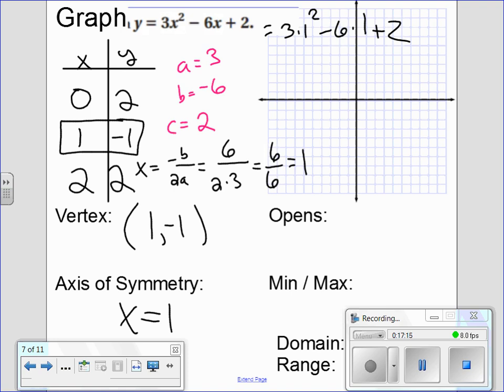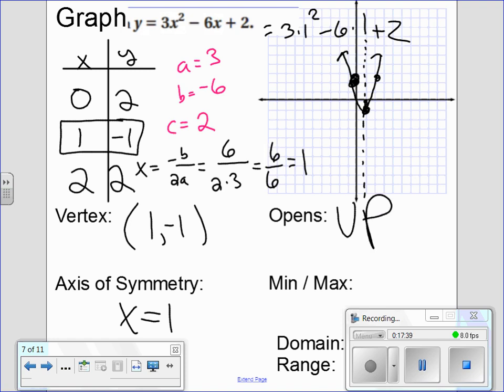And I'll work on graphing then. (0, 2), that's definitely a y-intercept. That's where it's touching the y-axis. (1, -1) is here. (2, 2) is back here. So it's opening up, just like you guys told me. My axis of symmetry would be running right down through the vertex, right there at x equals 1. It opens up. That's what you had told me.